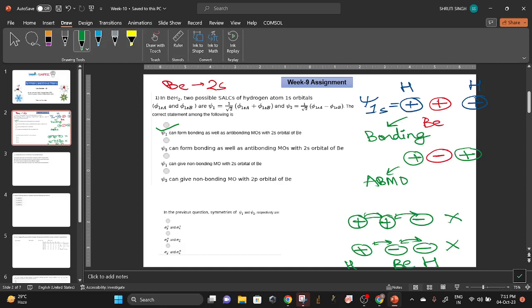Psi1 can give non-bonding, Psi2 can give non-bonding. Okay, so this is not even non-bonding interactions. So these two are wrong.